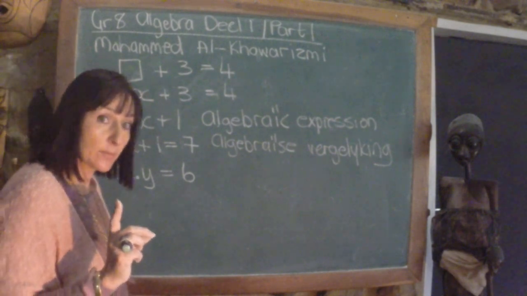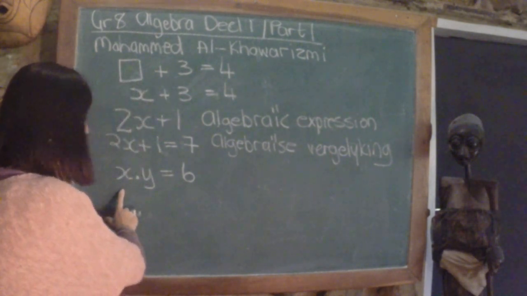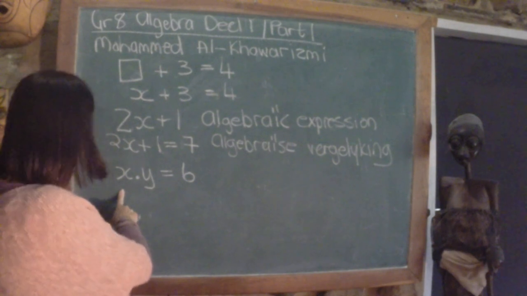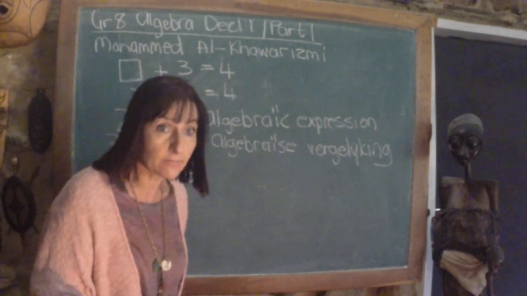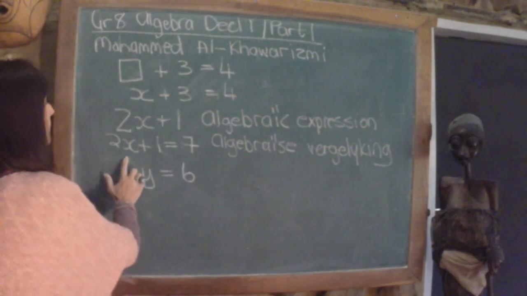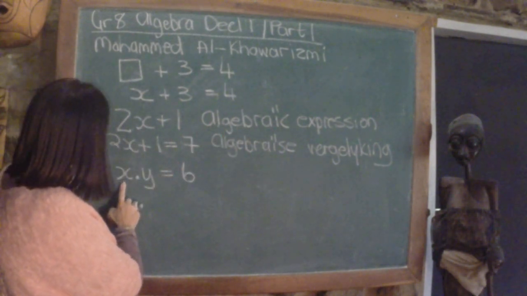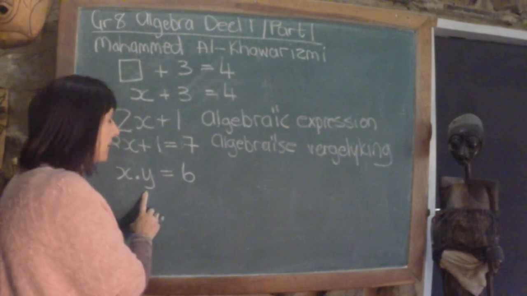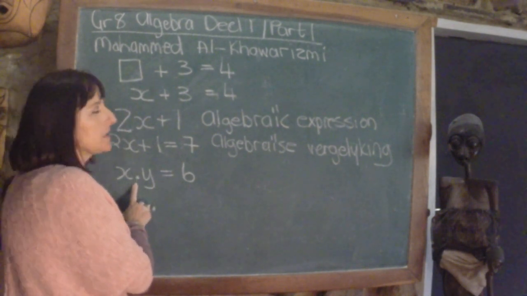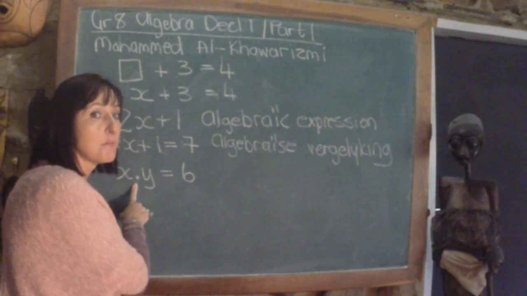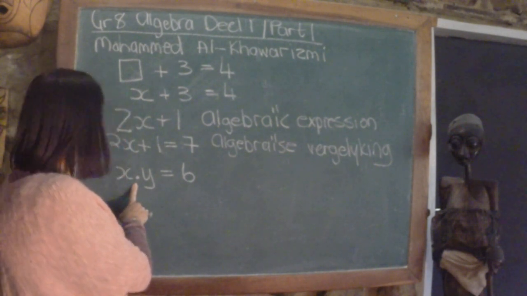Ons kry ook partymal 2 letters van die alfabet. We've got 2 letters of the alphabet, or 3 or 4 even. This means it's a placeholder, and that's another placeholder. Dis 'n blokkie en dis nog 'n blokkie. And the point in mathematics means multiplication.